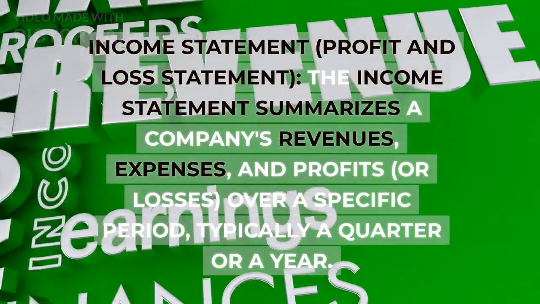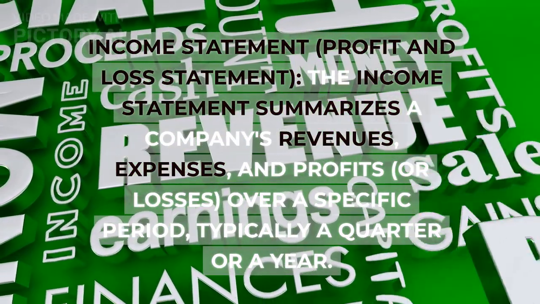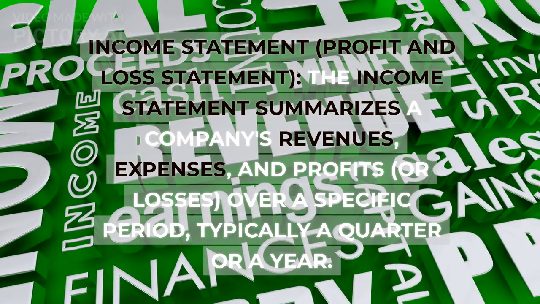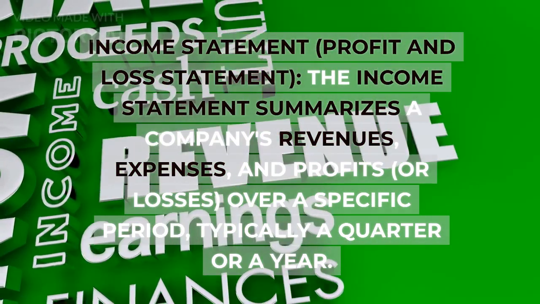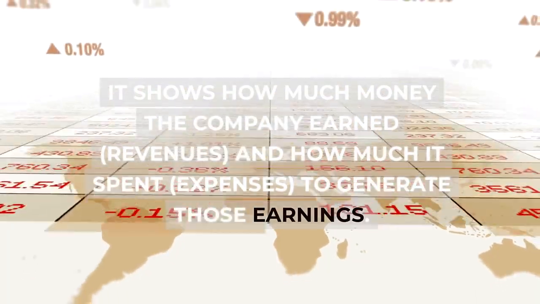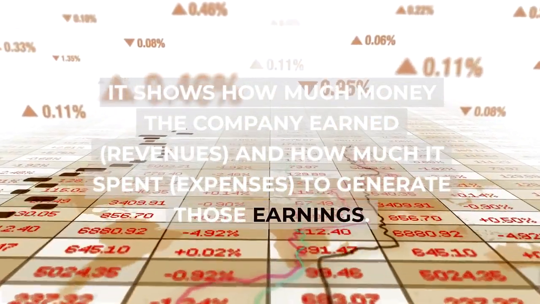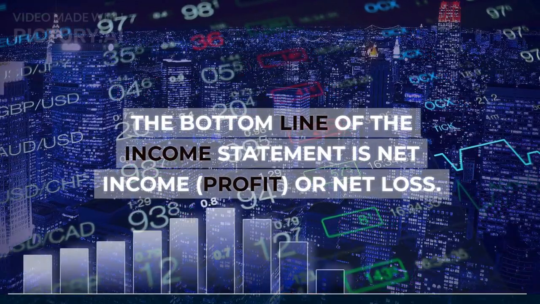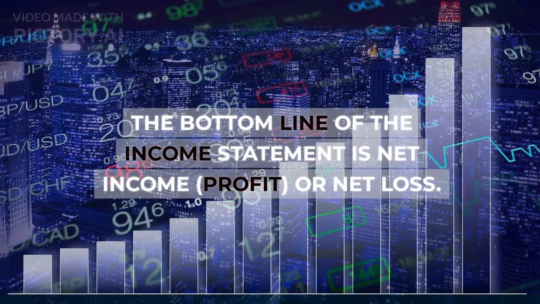Income statement, profit and loss statement. The income statement summarizes a company's revenues, expenses, and profits or losses over a specific period, typically a quarter or a year. It shows how much money the company earned, revenues, and how much it spent, expenses, to generate those earnings. The bottom line of the income statement is net income, profit, or net loss.